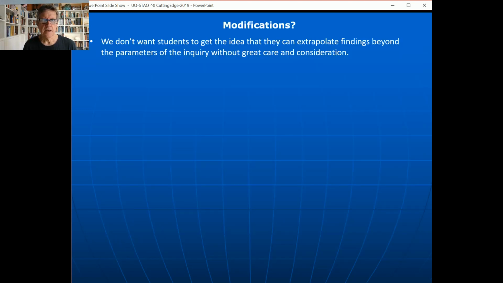Okay, now some modifications. For the student experiment, there's a number of modifications that are available or that students could make, and let's just run through some, because they'll need to choose a refinement or an extension or whatever, and you want to be able to give them some ideas. So, you don't want students to get the idea they can extrapolate the findings beyond the parameters of the inquiry.